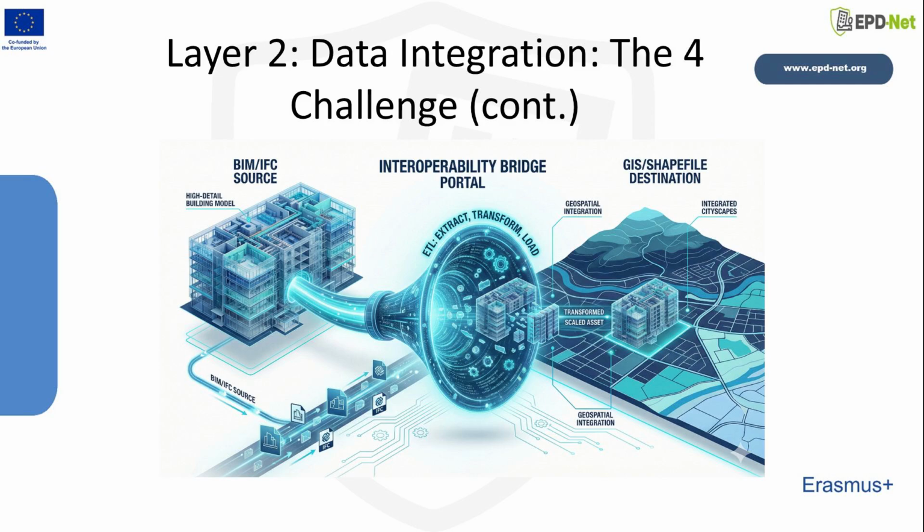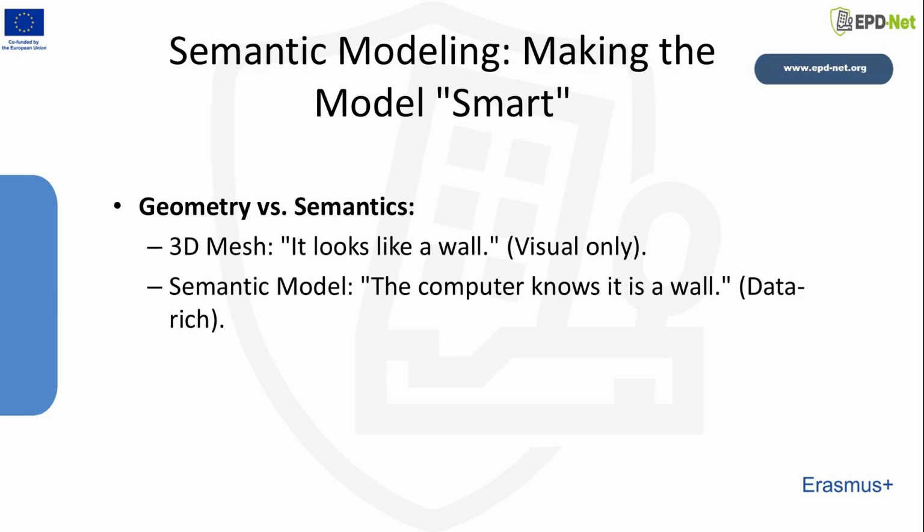To solve this, we use ETL tools: extract, transform, load. These tools act as translators, harmonizing the dataset so that the detailed BIM building fits perfectly into the broad GIS city map. Within Layer 2, we also face the concept of semantic modeling.